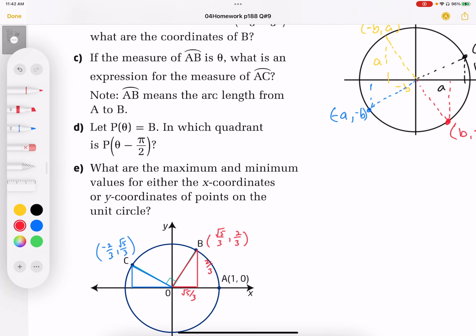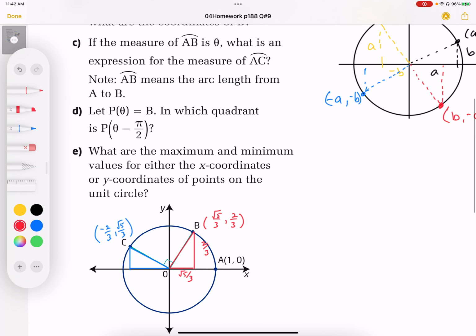Okay, so part C says the measure of arc AB is theta. So we often define theta as the angle here, but technically it is the length of that arc in the unit circle. That's actually how we originally defined it. We don't really use it in that way, but theta, radians, is actually a length in the unit circle. So that distance from A to B is our angle theta.